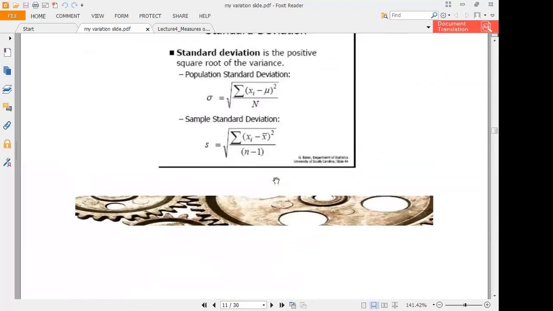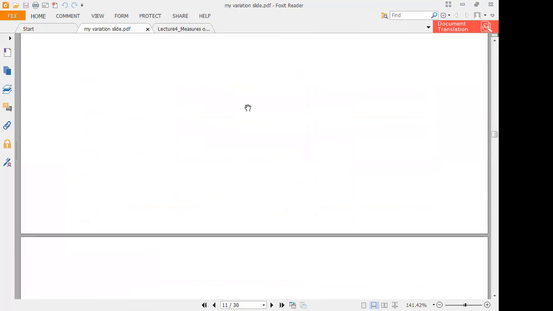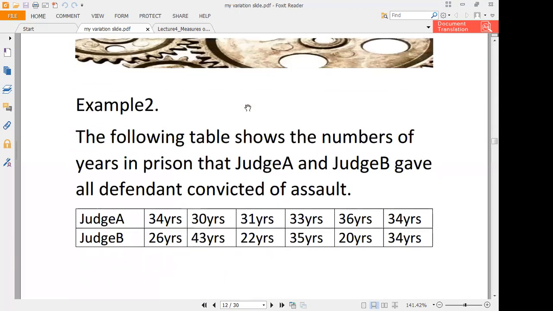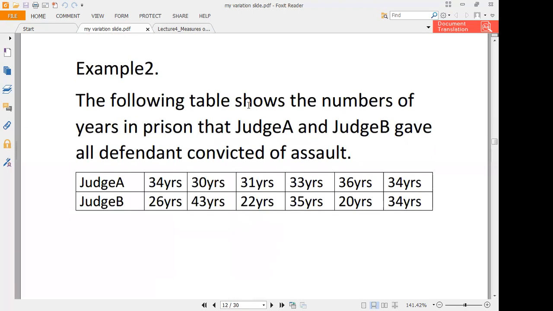So when the question is giving you the sample, you use this. And when the question is all about the whole population, you use this. All right, let's try to do one more example. Example 2 now. Let's take a look at this. This is going to be a real practical, let me say, example of how we make use of standard deviation in real life application. Let's see.